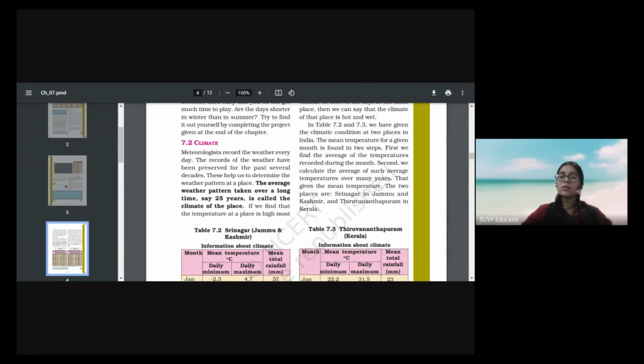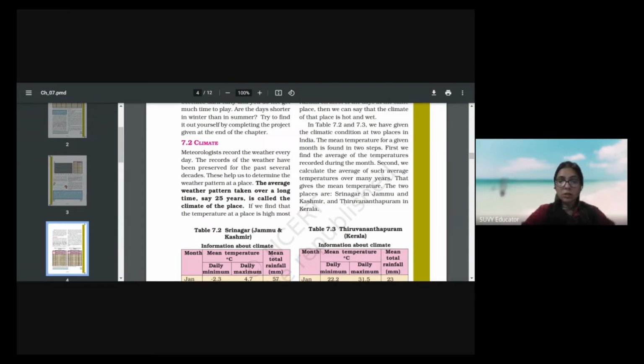Weather is a day to day change, and I have told you that weather can also change within hours. Early in the morning the weather was too hot, and after 2 to 3 hours rain started. Okay, so it is the weather, but climate is fixed. Climate does not change day to day or month to month. It is an average weather pattern taken over a long time, about 25 or 30 years. It is the average weather.